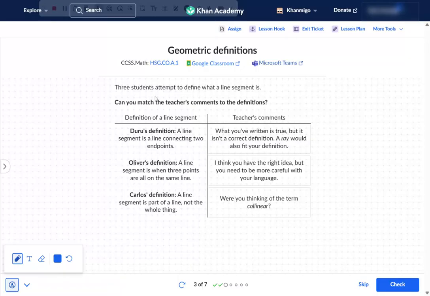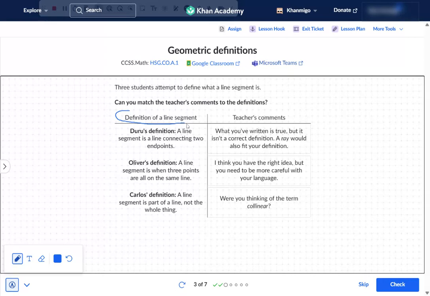Let's see. So same concept. In this case, we're trying to define a line segment, and we've got our teacher's comments. So Duru's definition of a line segment. Let's just give an example of a line segment, just to recap what a line segment looks like. So if this is EH, that's an example of a line segment.